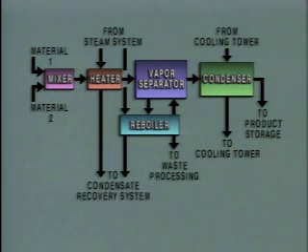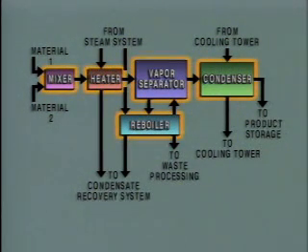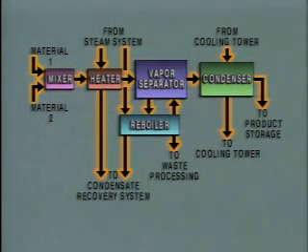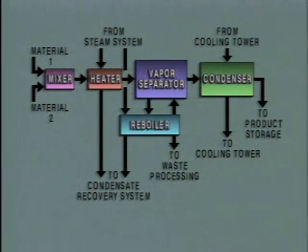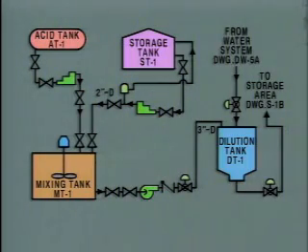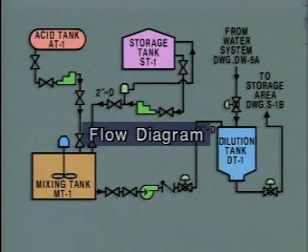This block diagram is a process flow chart. The boxes represent pieces of equipment in a chemical process, and the lines represent flows. This type of diagram is often used to describe a process system. Piping system diagrams provide more detail than block diagrams. This diagram is a kind of piping system diagram called a flow diagram.